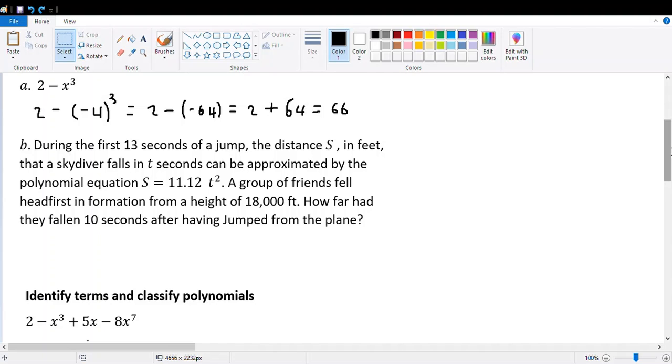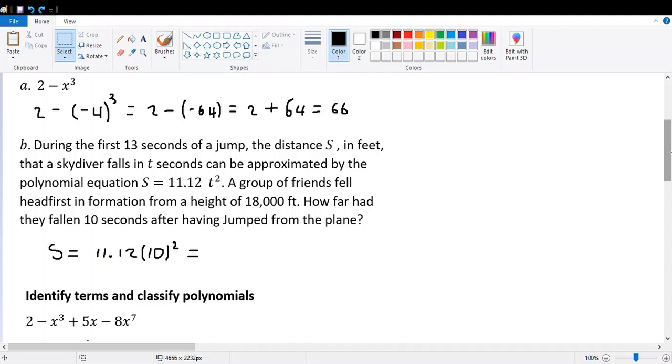Then what we have to do is find the s value by replacing the t value, because s means distance in feet and t means time in seconds in this case. Then we know that the time is 10 seconds. Okay, then we have to find what the s value is. So s equals 11.12 times t squared, but in this case t is 10.